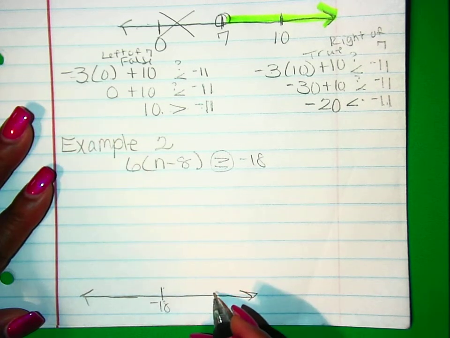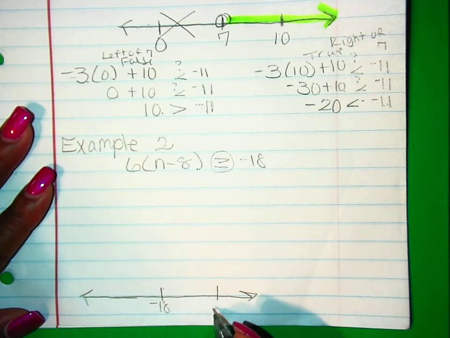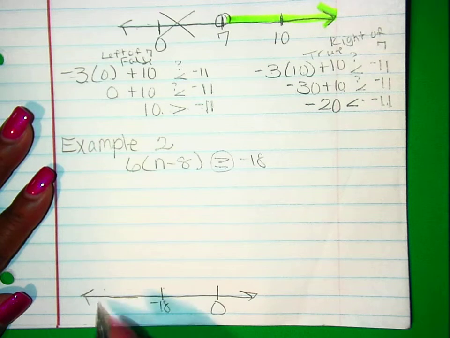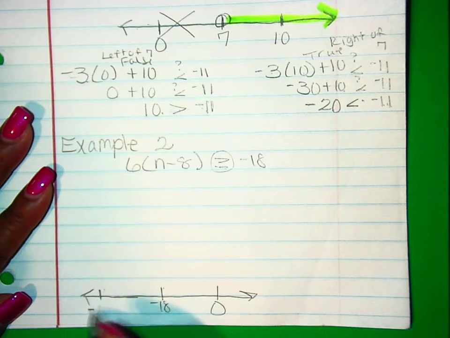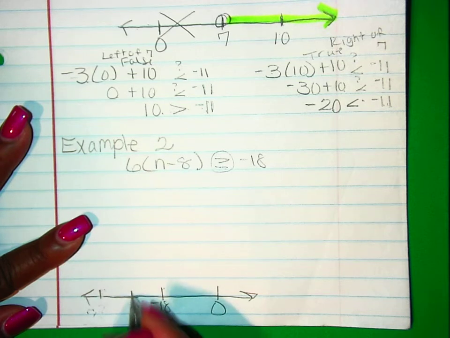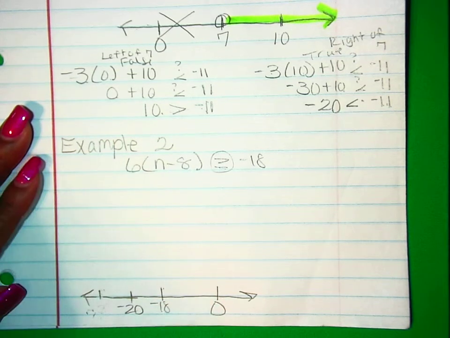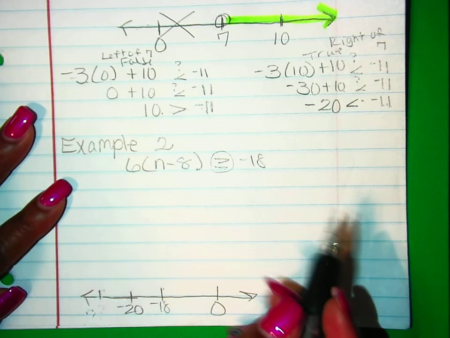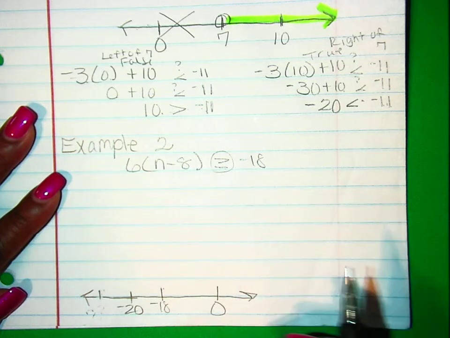And my testing point to the right is going to be 0. I love using 0. And then my testing point to the left, I would say negative 20. And I can't put that far, so I'm going to put it closer, negative 20. Yes. So here we go. It doesn't matter in this case, as far as I'm concerned. Okay, so here we go.